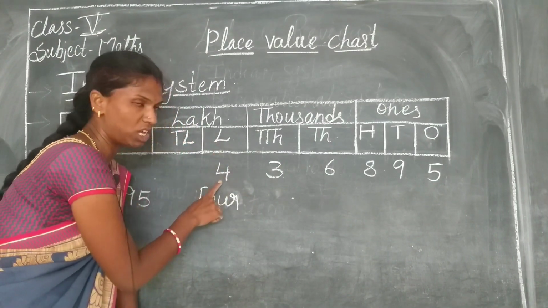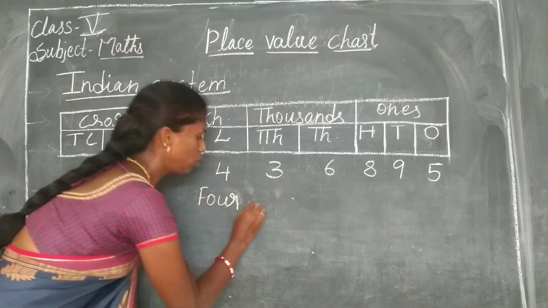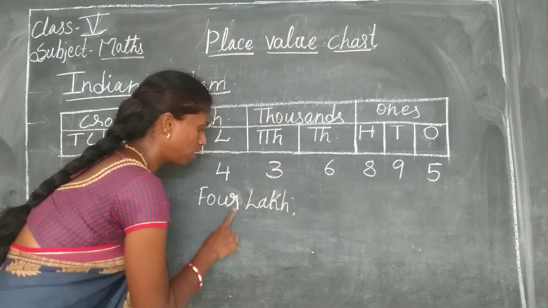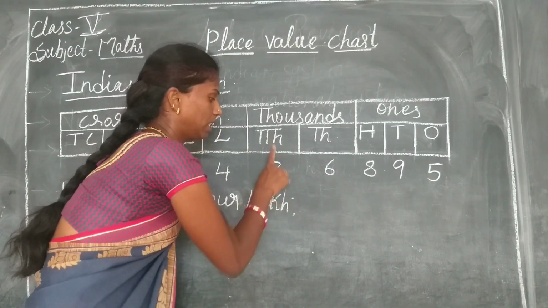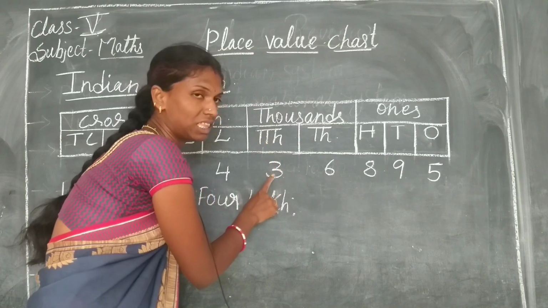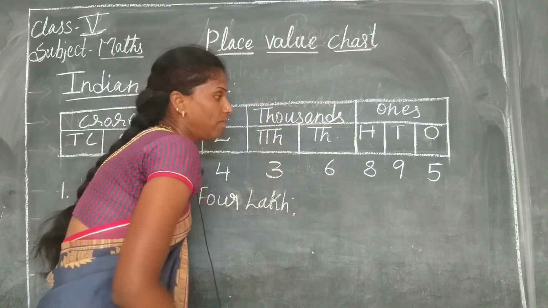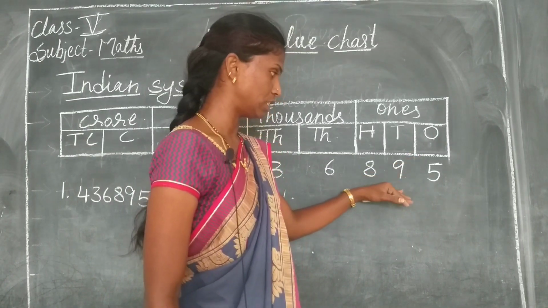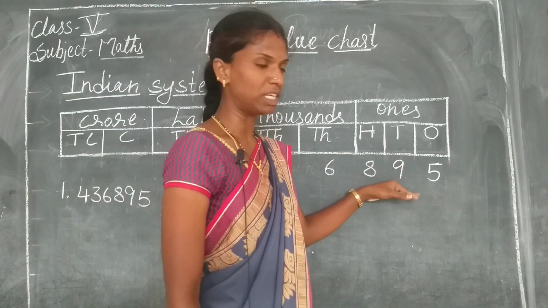The 4 is in lakhs place, so 4 lakh. The 3 is in 10,000s place. When a number is in tens place, we call it by its tens value. For suppose here 9 is in tens place, so the number changes to 90.